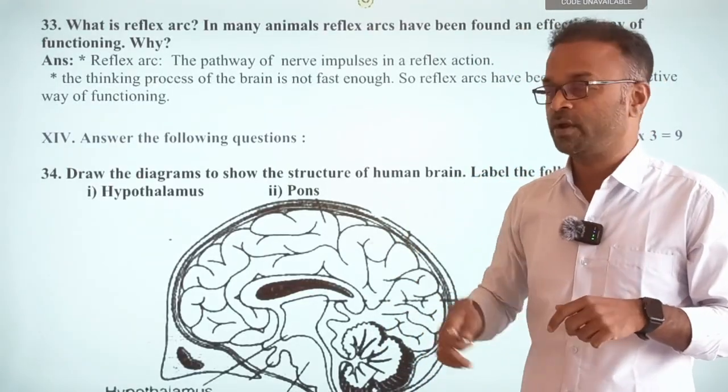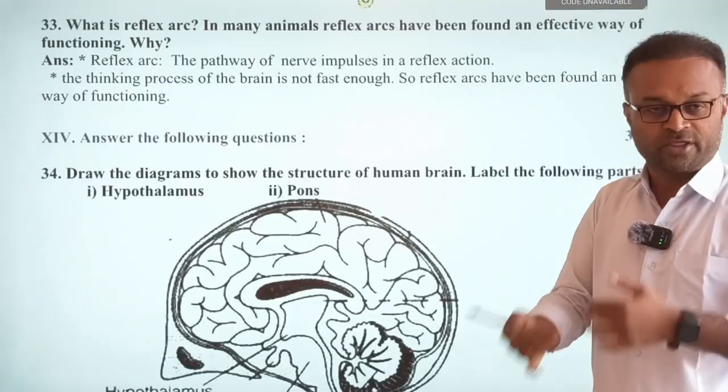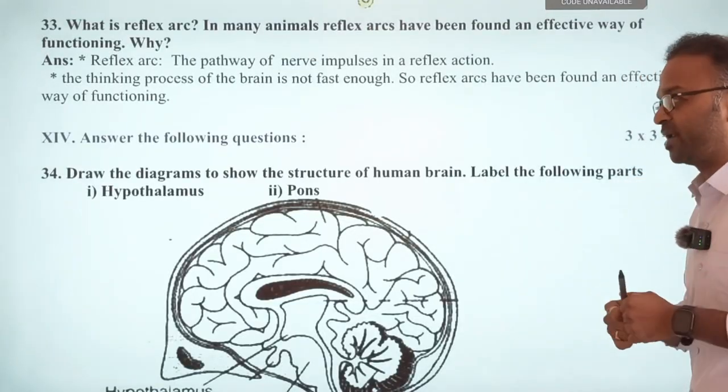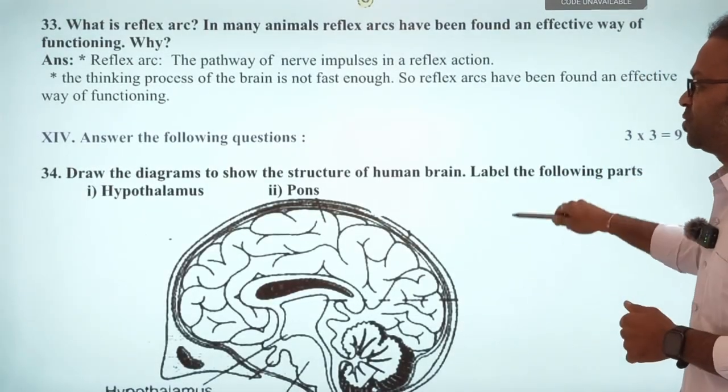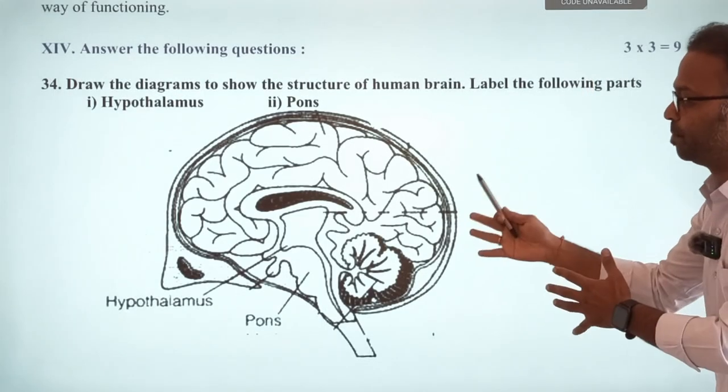When you touch a hot object, or when you keep your feet on a thorn, without our knowledge we pull our hand or legs away, right? So that's the reason. So the next one is a 3 marks question, the brain diagram.